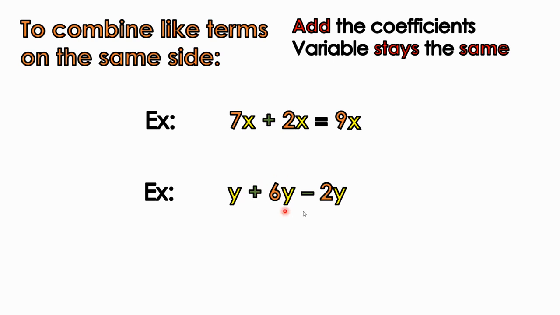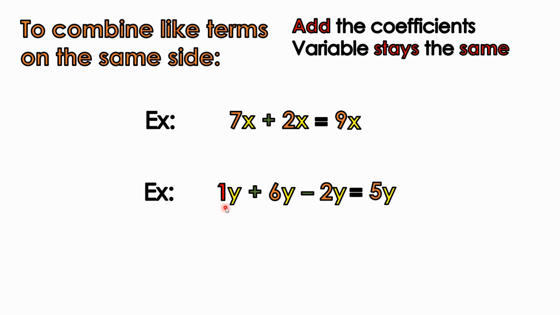y plus 6y minus 2y. Okay, so these are like terms because here we have the same variable y. So I can group them by adding. So y by itself is just 1y. It's that invisible coefficient. So I've got 1y plus 6y plus a negative 2y. So 1 plus 6 is 7 plus a negative 2 is 5. And then attach the variable. The variable stays the same.